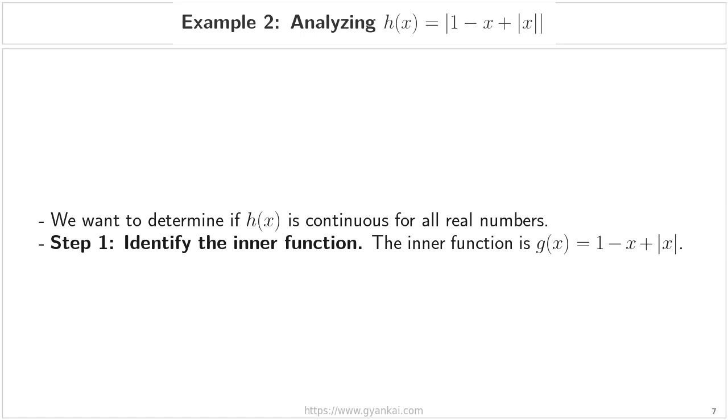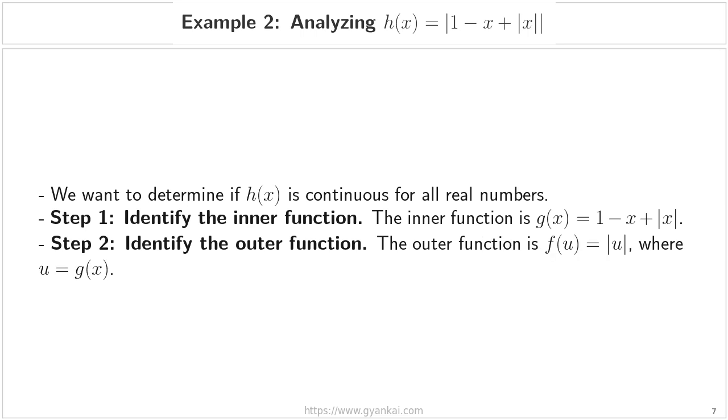First, let us identify the inner function. Looking at the expression, the operation performed first is the part inside the outer absolute value brackets. Therefore, the inner function, which we will call g of x, is 1 minus x plus the absolute value of x. Second, we identify the outer function. The final operation being applied to the result of our inner function is the absolute value.